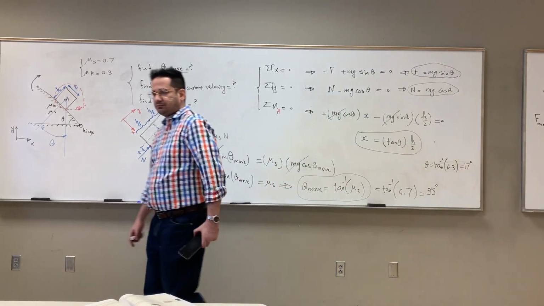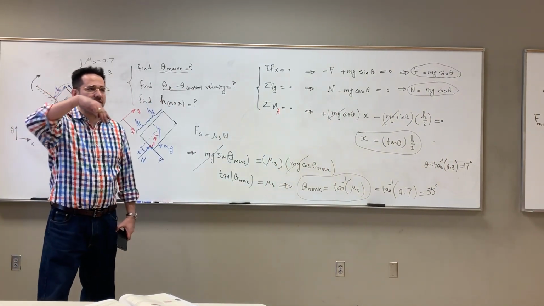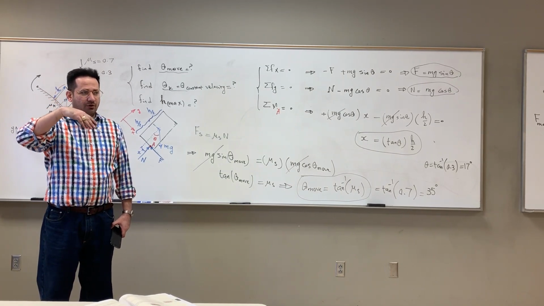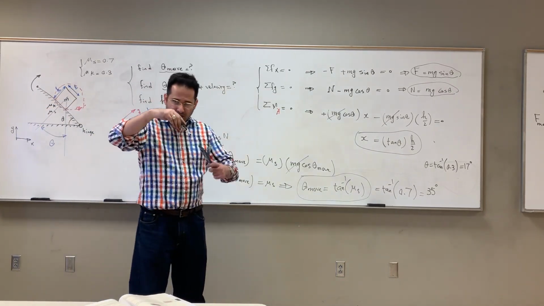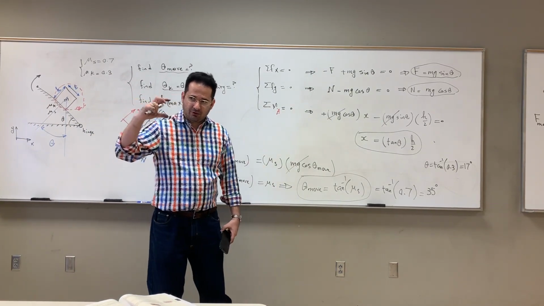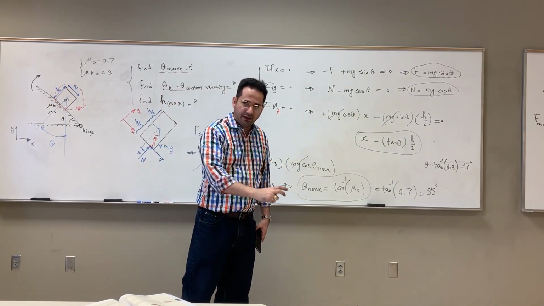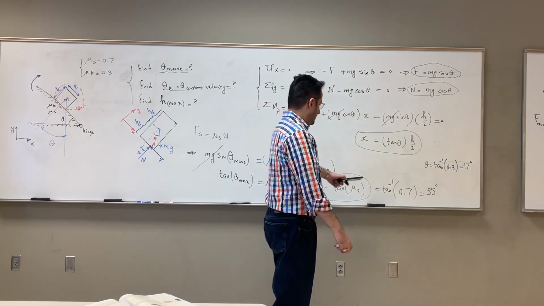That means that you can't keep it at 36 degrees. You have to lower the angle. So initially it starts moving with acceleration, and then you lower the angle and it goes with constant velocity. Slide down with constant velocity.